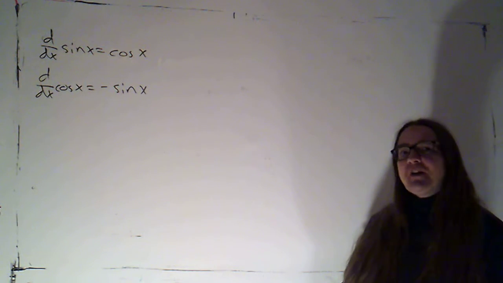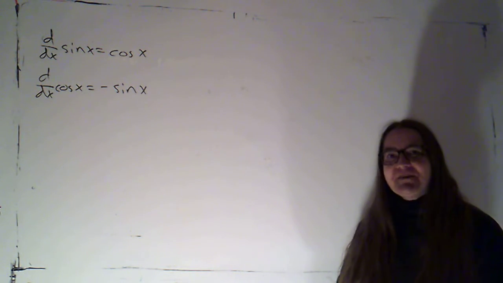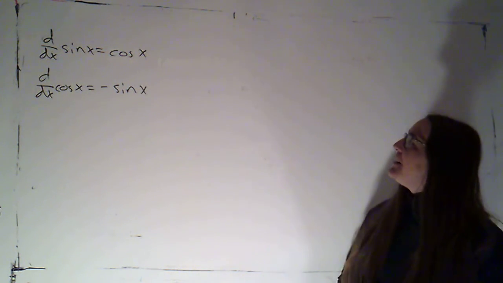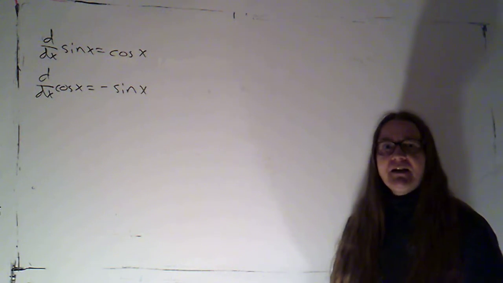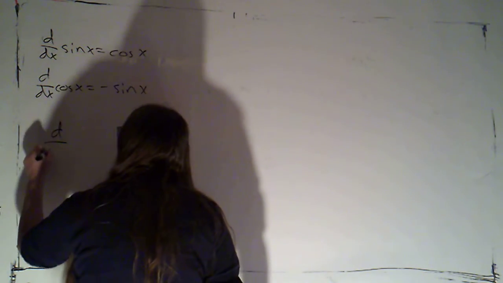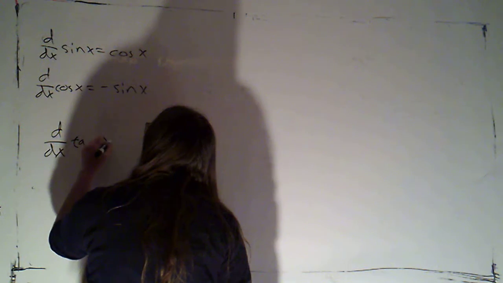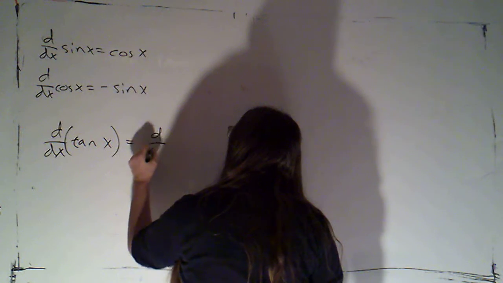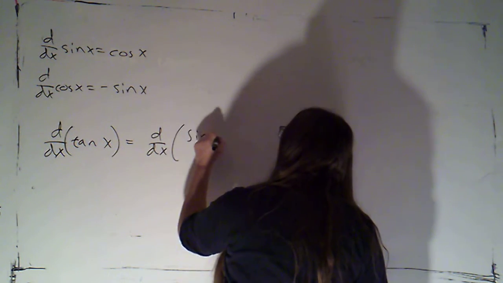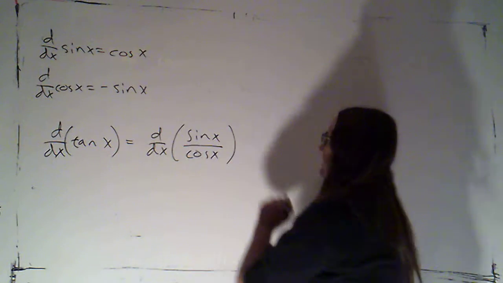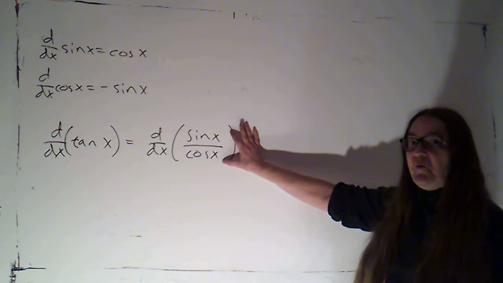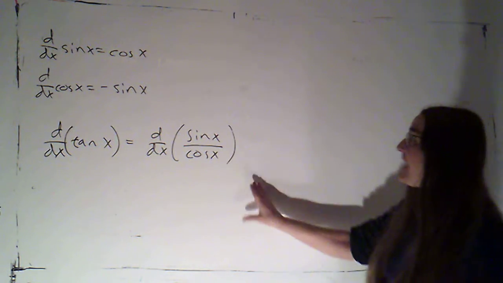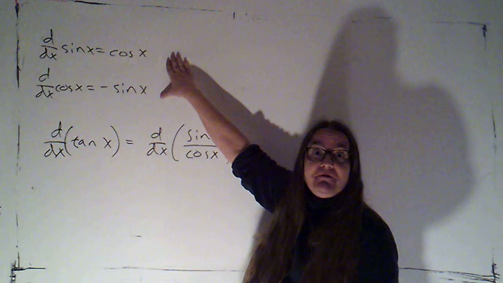But the other 4 trig functions can be written in terms of sine and cosine. So we don't need to use the limit definition of the derivative. Let's just take a look at tangent. If I wanted to take the derivative of tangent, I can use the quotient identity that tells me this is the derivative of sine x over cosine x. That's a quotient. We know the quotient rule. So I can just apply the quotient rule and my knowledge of the derivatives of these 2 trig functions.